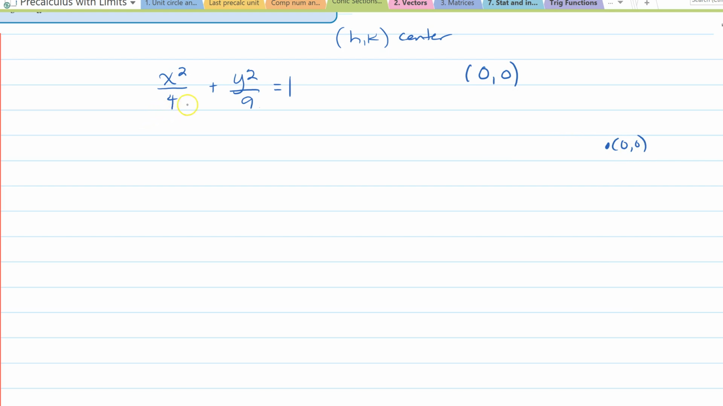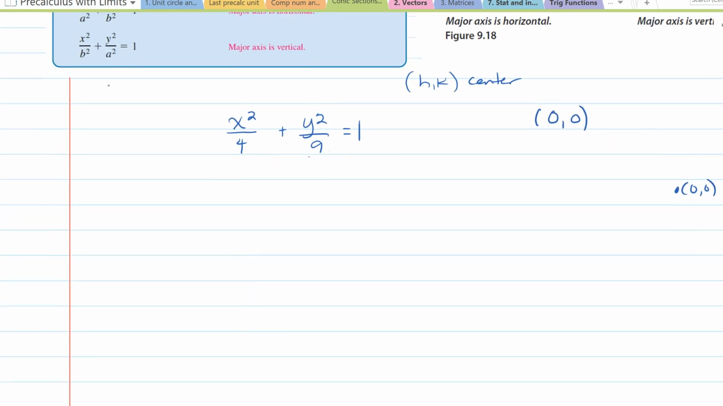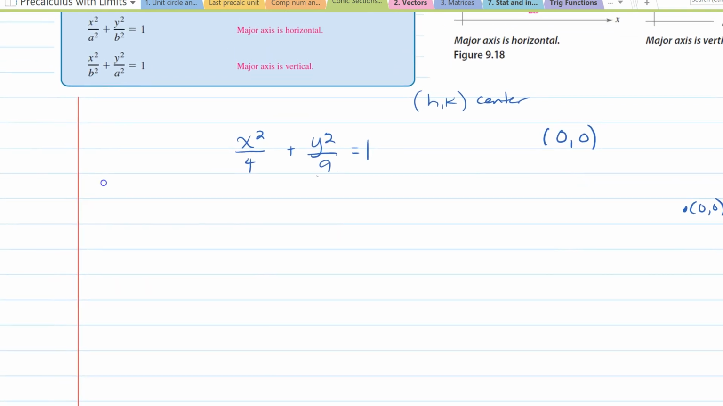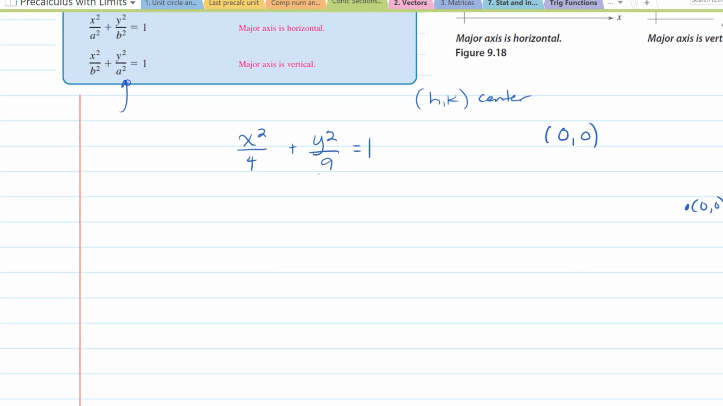You'll see in a second why. Okay, and now I need to find the major axis. To find the major axis, it's whatever denominator is bigger. So in this case, this 9 is my a squared. Now bear in mind, this is the equation I'm looking at right here. So it's a vertical, since the bigger number is under the y, the major axis is vertical.